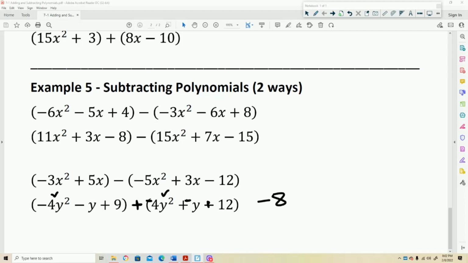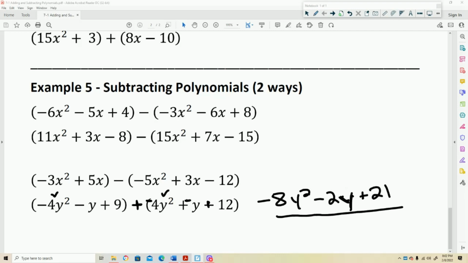We get negative 8y squared. We have a negative y and a negative y. Well, that is negative 2y. Then we have a positive 9 and a positive 12. That is going to be a positive 21. That's a y. So our final answer here is negative 8y squared minus 2y plus 21. It is in standard form, which it needs to be, and everything's good here.